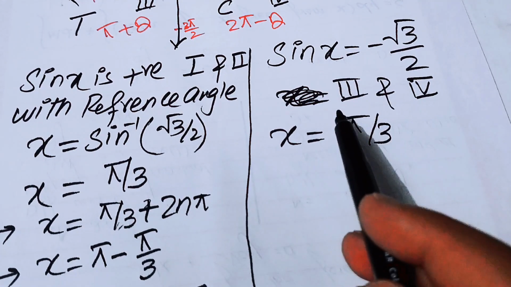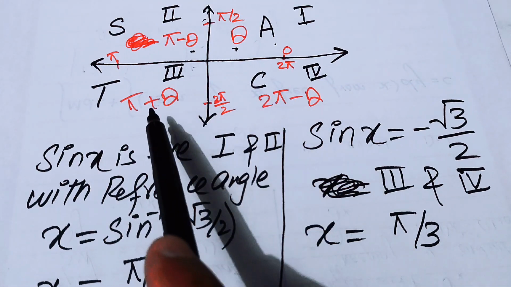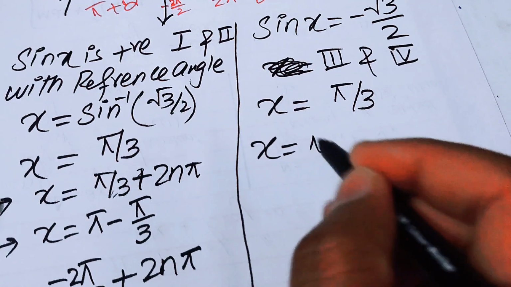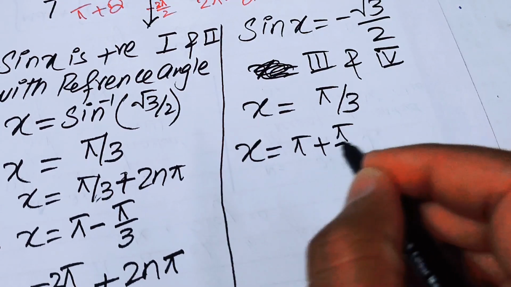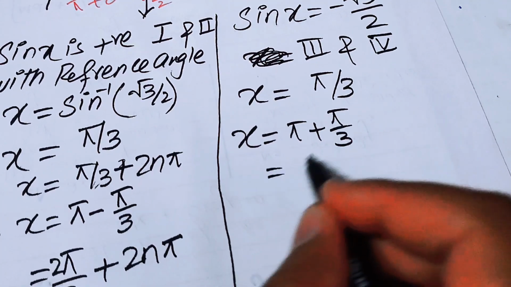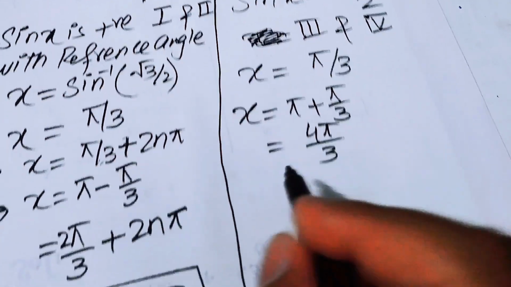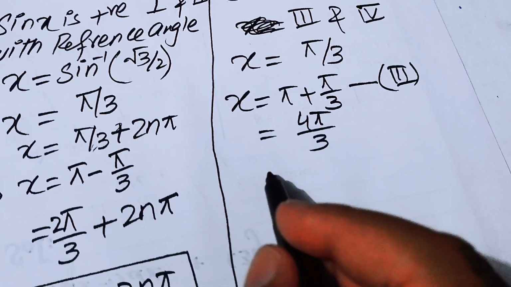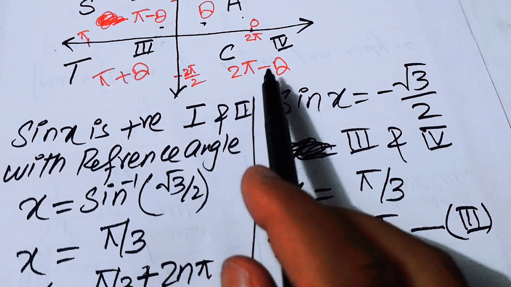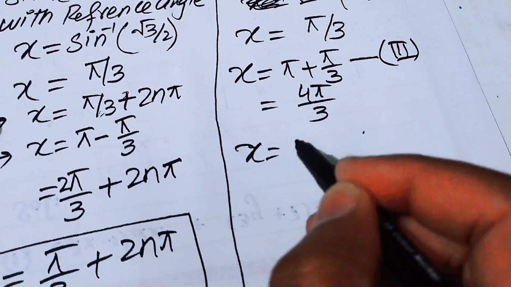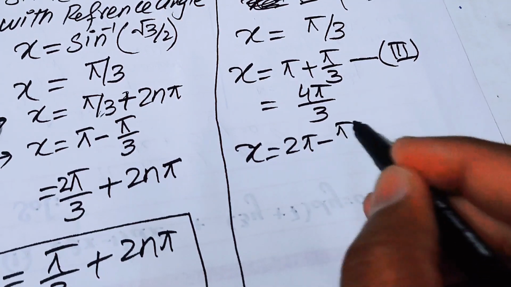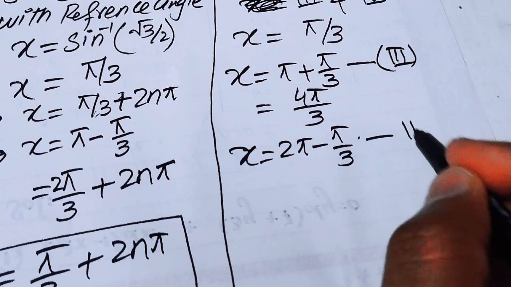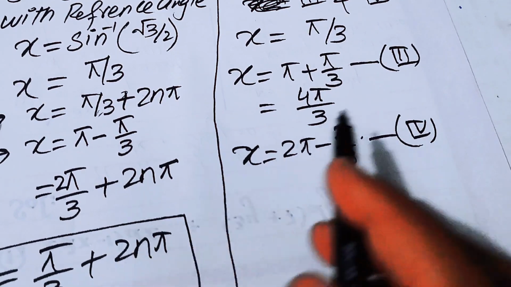So in the third quadrant, the angle is pi plus the reference angle. So here you get x equals pi plus pi by 3, which is 4 pi by 3. This is the angle in the third quadrant. Similarly, the angle in the fourth quadrant is 2 pi minus theta. So you get x equals 2 pi minus the reference angle, 2 pi minus pi by 3. This is the fourth quadrant angle.